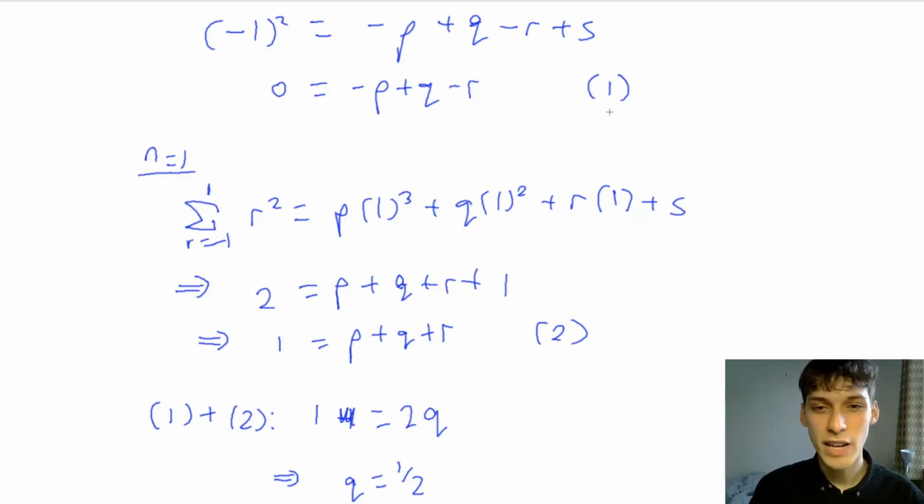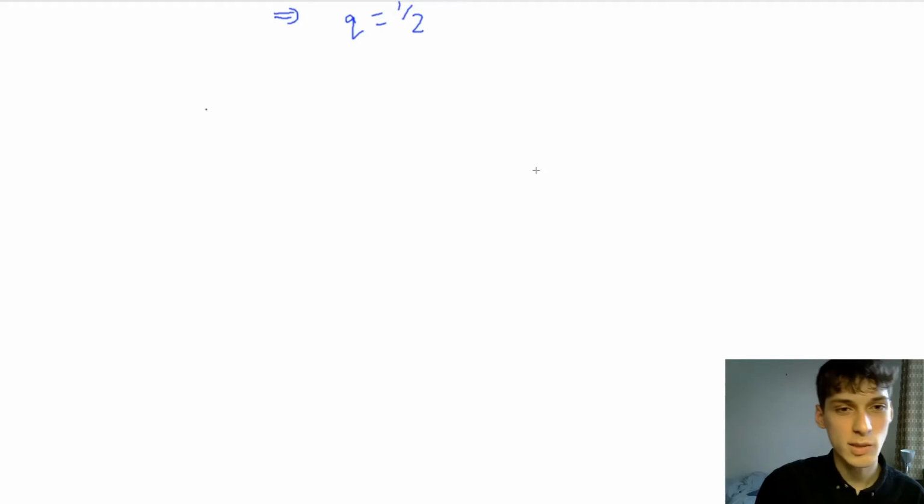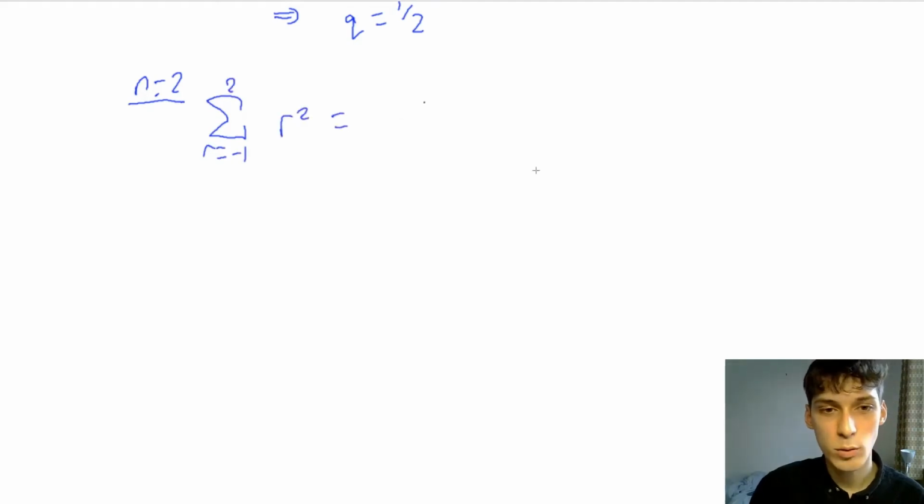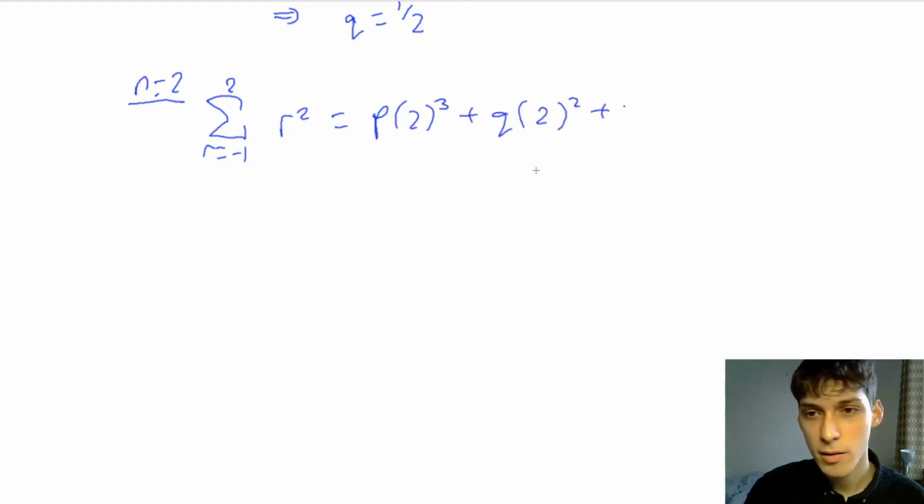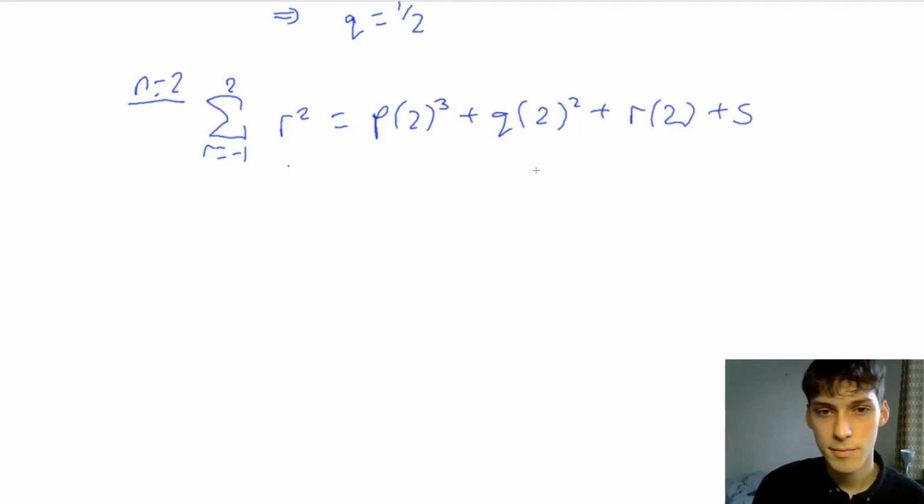Now we just need to find r and p. But let's not forget it's told us to do n is equal to 2 as well. So let's go ahead and do that. If the sum from r is equal to -1 to 2 of r squared is equal to p times 2 cubed, plus q times 2 squared, plus r times 2, plus s.